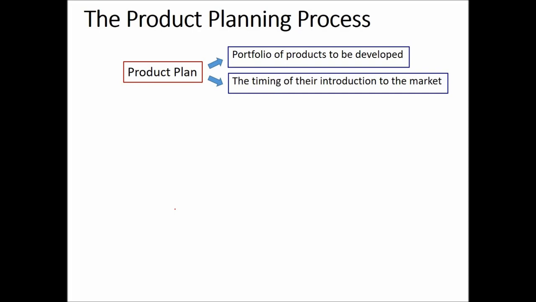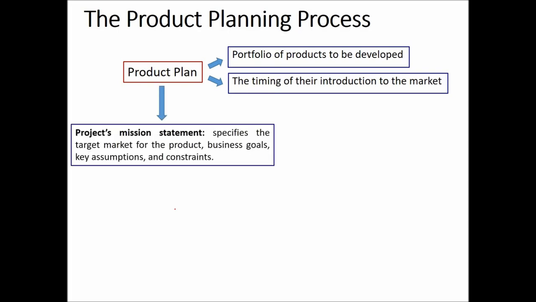the market. So once you complete the product planning process, the output of the product planning process is the project's mission statement, which specifies the target market for the product, business goals, key assumptions, and constraints. There are specific formats of writing down this project mission statement, so I will show you as we go on.